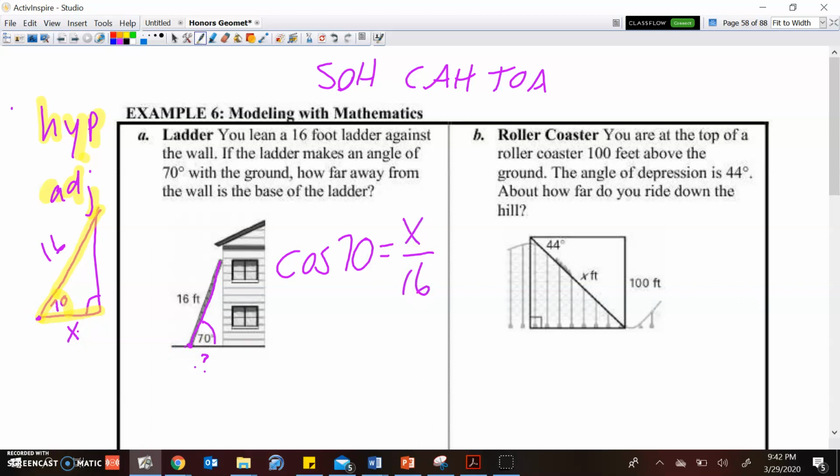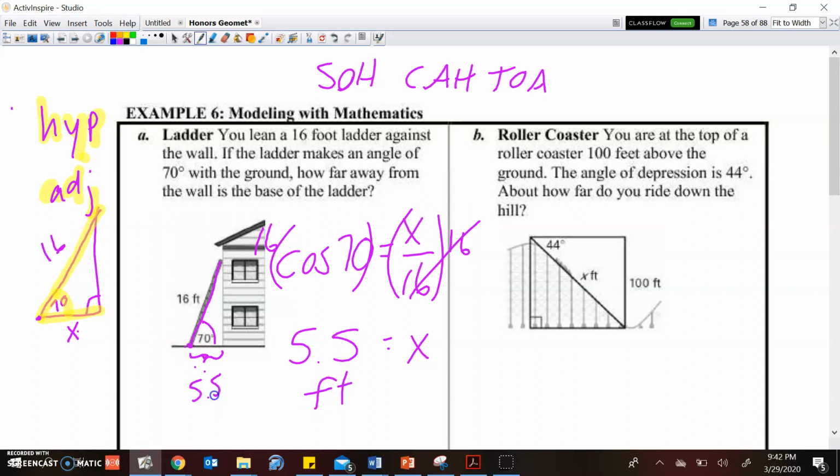Multiply both sides by 16. Those cancel, x comes down, and I get 16 times the cosine of 70, 5 point, it doesn't say how much rounded to, we'll say tenth like we normally do, 5.5 feet. So this is about 5.5 feet away from the wall. Okay? All right, so really we're just using our trig functions, but they're giving us a background of a house and a ladder.